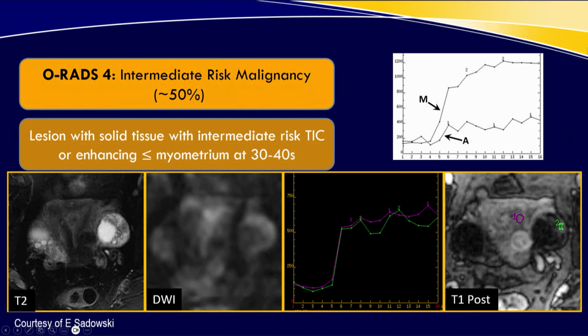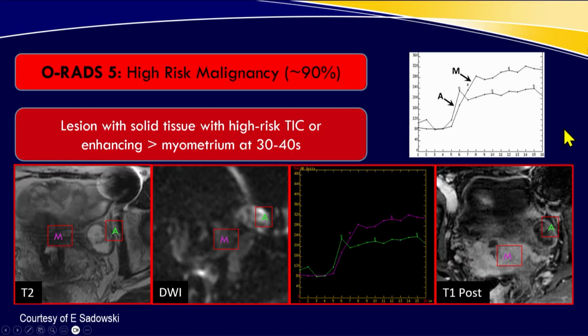Remember, your region of interest has to be on the enhancing tissue of the lesion, and you compare that to the myometrium. So there's our lesion, there's the high signal intensity on diffusion-weighted sequences, and you can see the regions of interest in green and purple to your right. This is an O-RADS 5, highest category. This has a high risk of malignancy, a positive predictive value of about 90%.